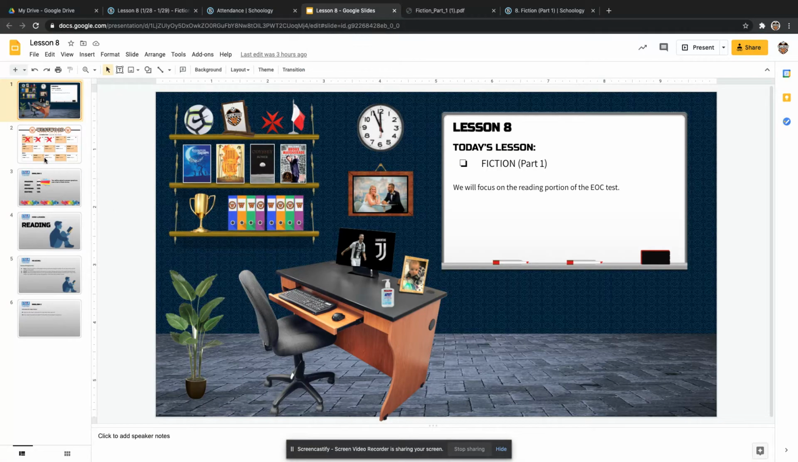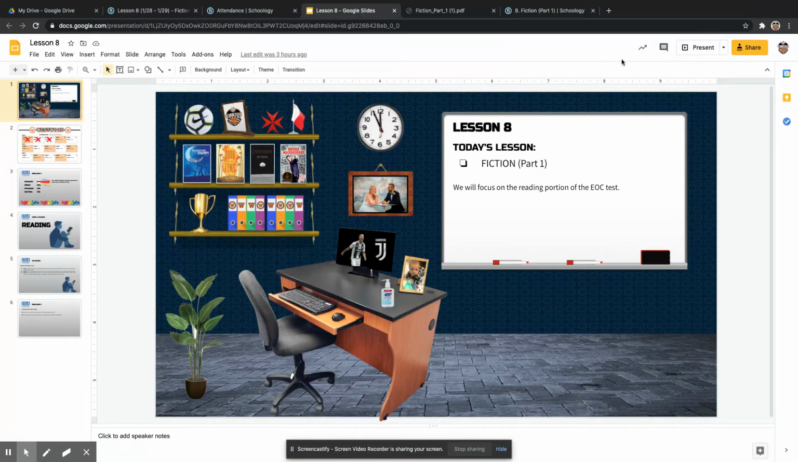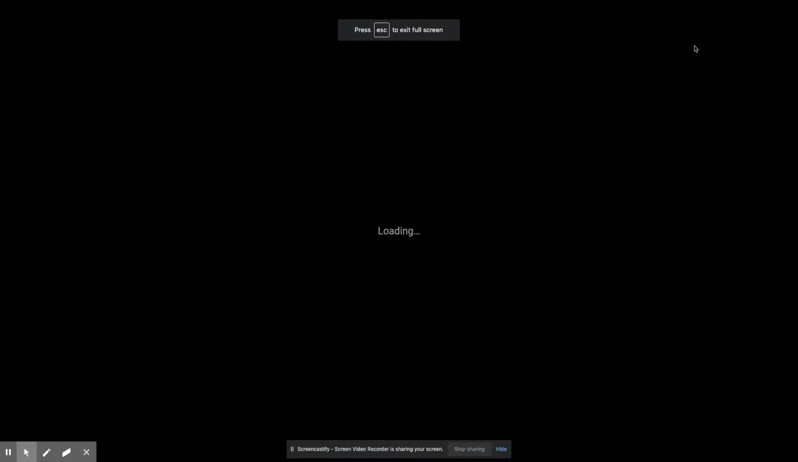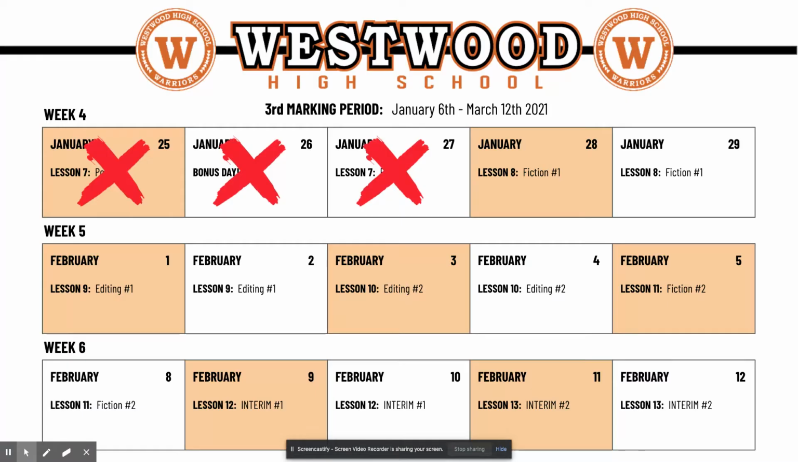Then lesson 8, our actual PowerPoint, is going to be the second item here, and I'm going to go ahead and go over it. We're going to go over two passages today, and then you'll have a number of questions over them. Today, you'll definitely need to use part of your asynchronous time to be able to finish this if you're going to use the strategy that I'm going to talk about in a second.